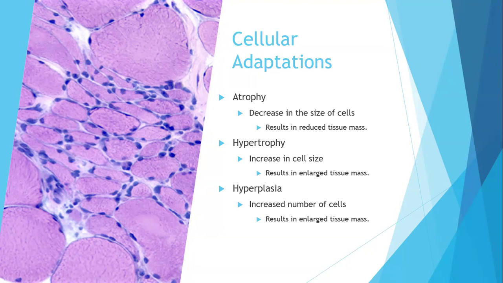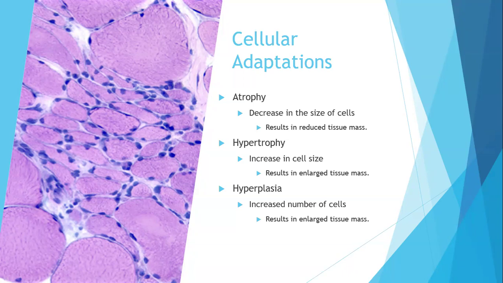Hypertrophy is an increase in cell size. It results in an enlarged tissue mass. Sometimes hypertrophy is good: you started working out at the gym and your muscles got bigger. Sometimes hypertrophy is bad, like cardiac hypertrophy. Your heart muscle is growing because there's increased demand on it because of some disease process. That's not good. So atrophy can be good or bad, and hypertrophy can be good or bad.